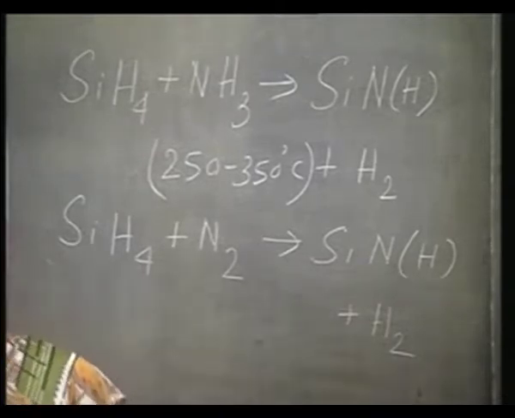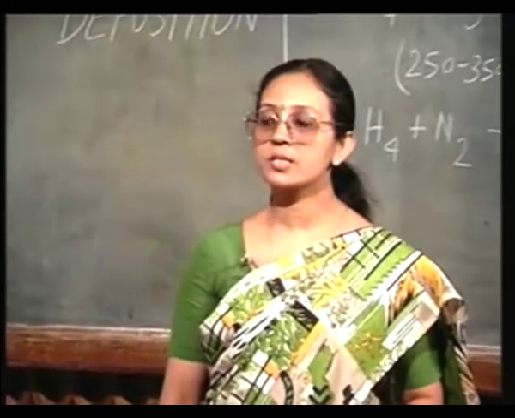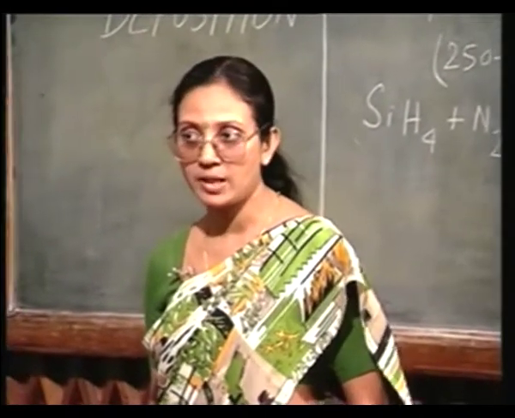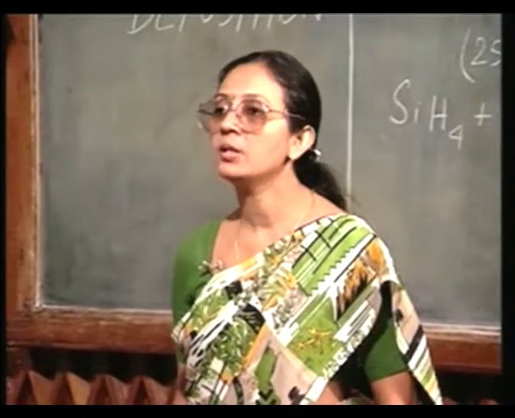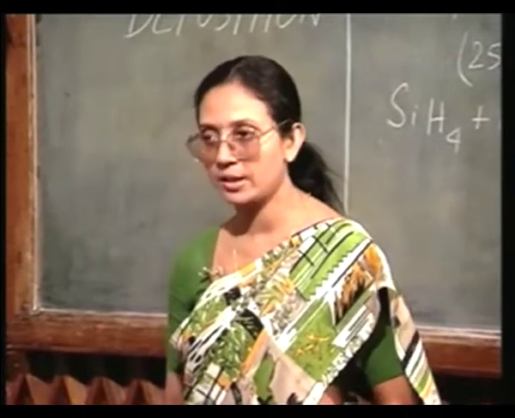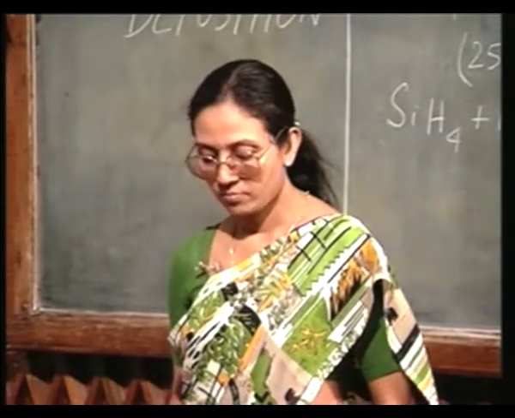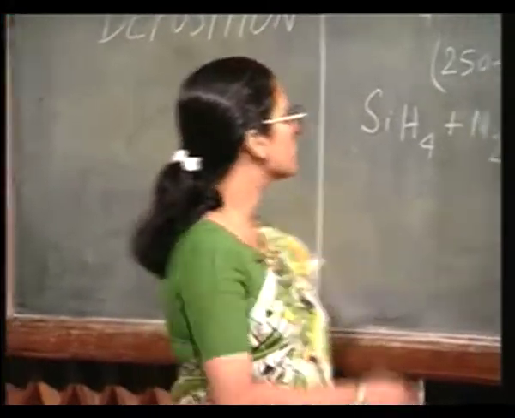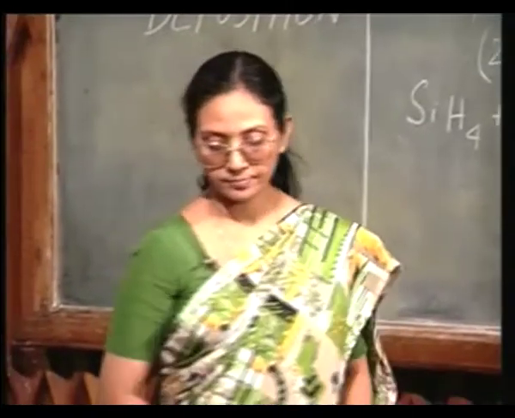If, however, I want to deposit silicon nitride not by the help of plasma, but by simple chemical vapor deposition technique, even in that case, I could use silane and ammonia.